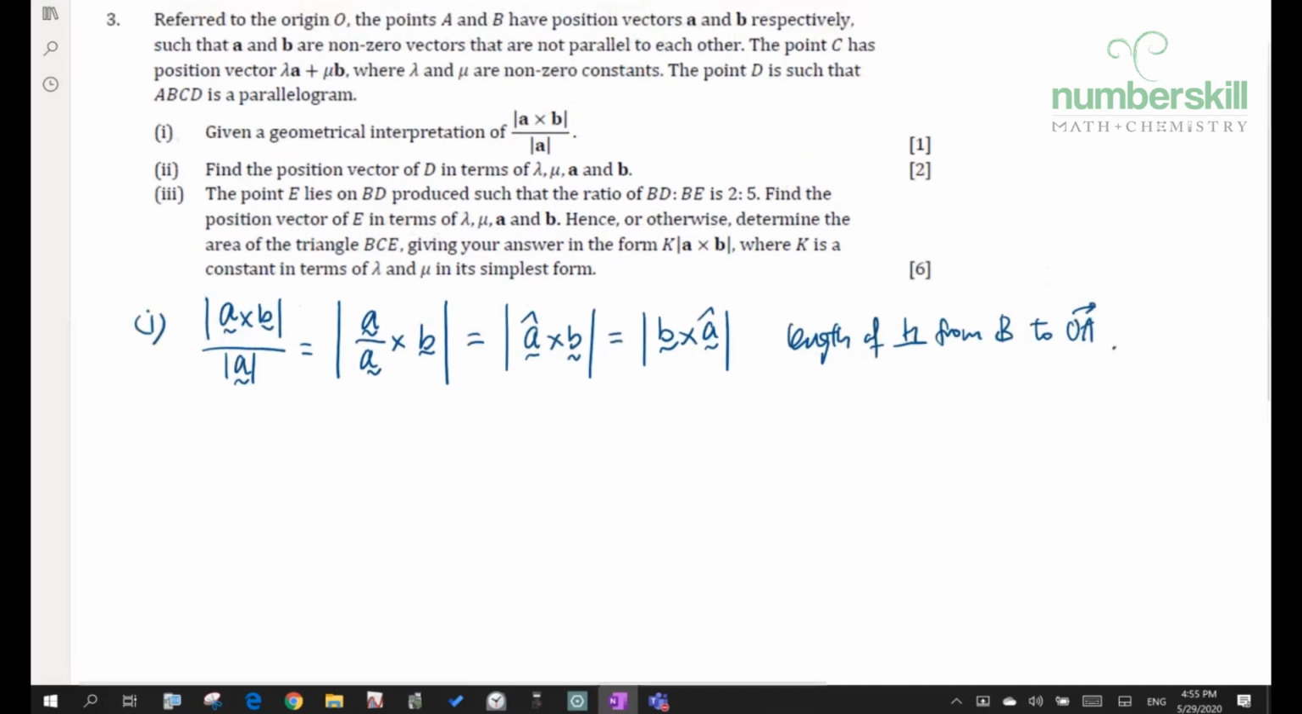Okay, next one, 2 marks. This one is quite sad also. Not a lot of people get it. In fact, a lot of people got it wrong. So what's going on is this: I find the position vector D in terms of this and that.